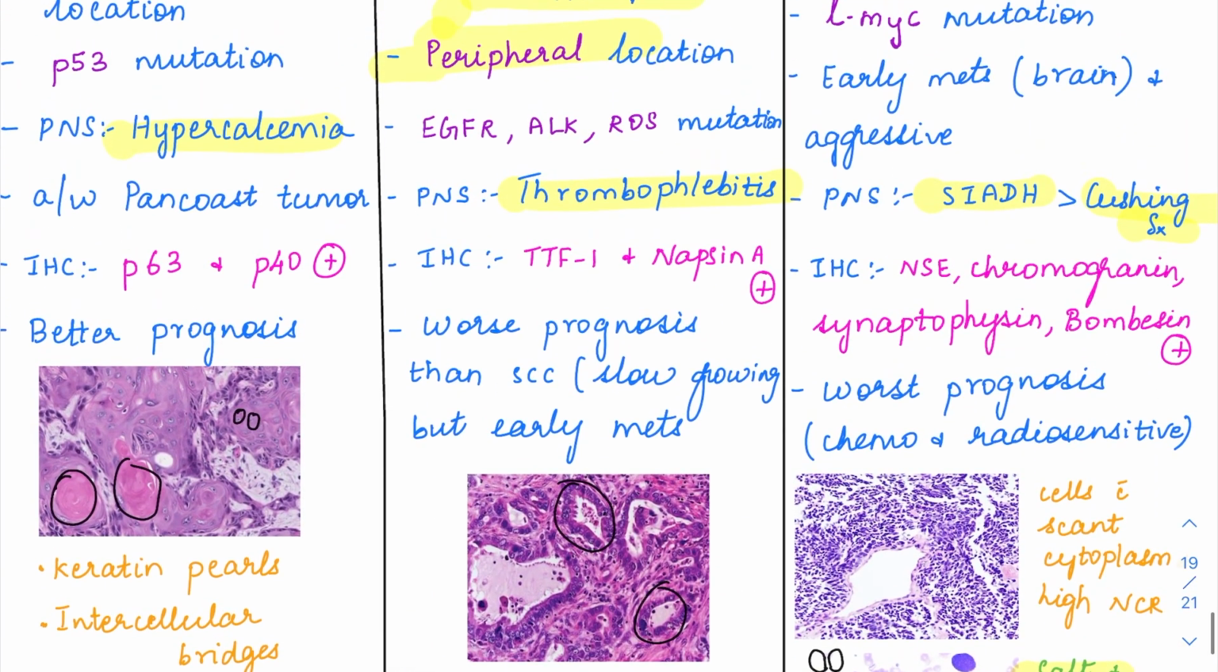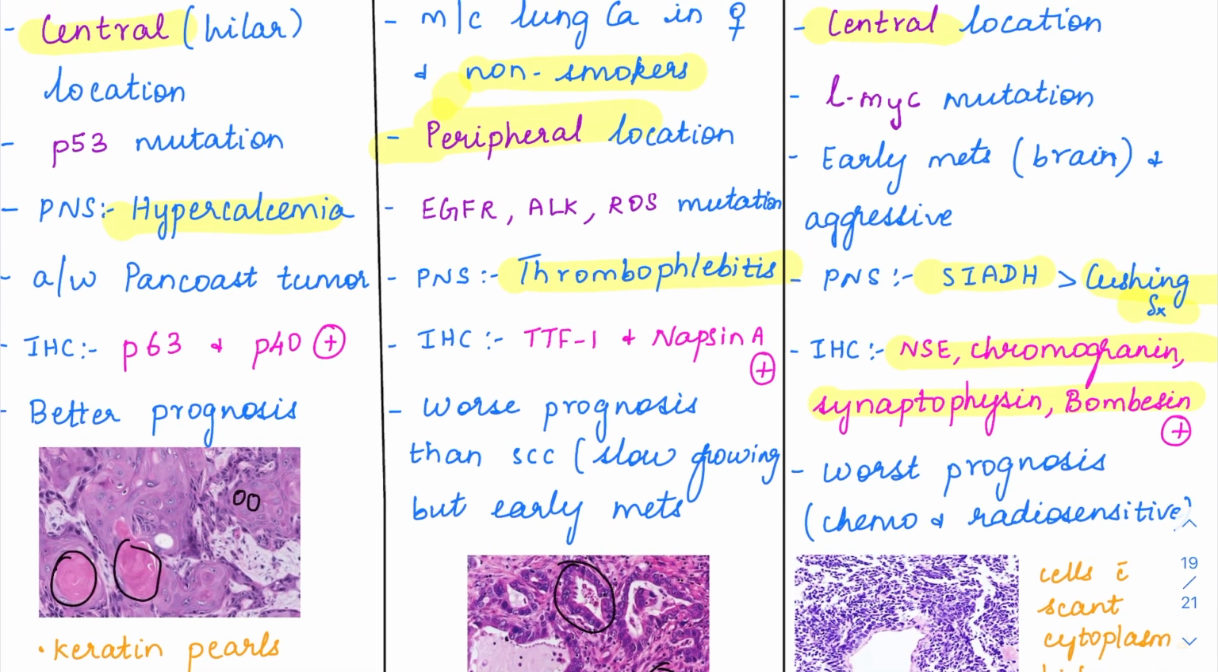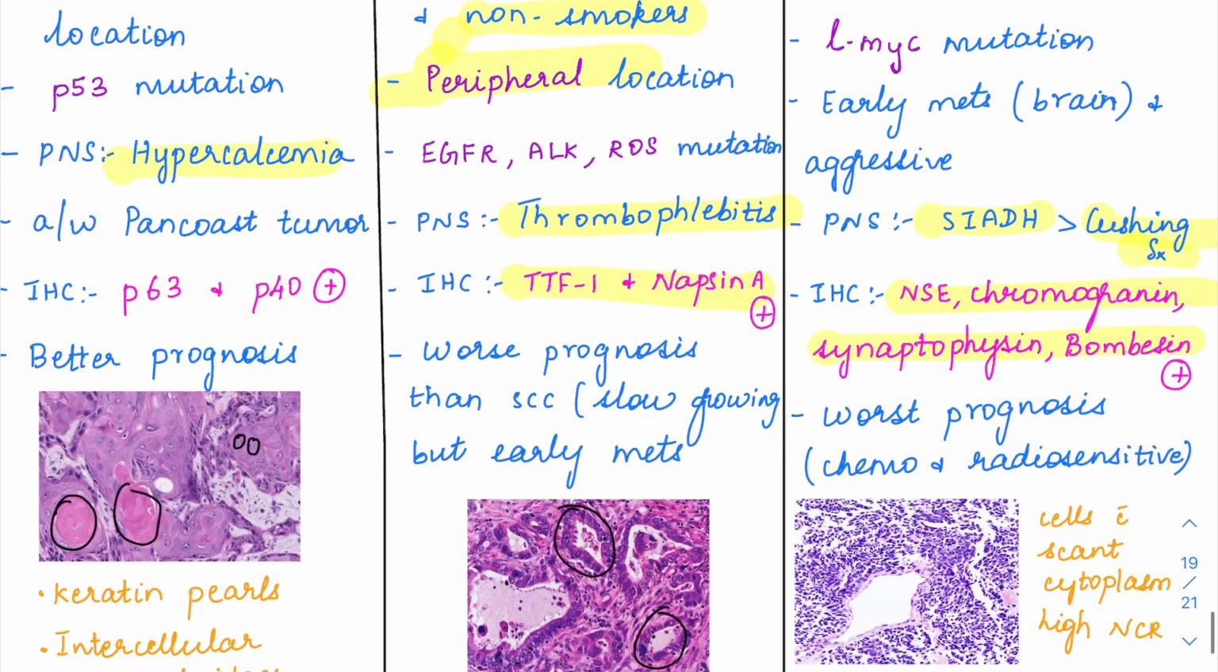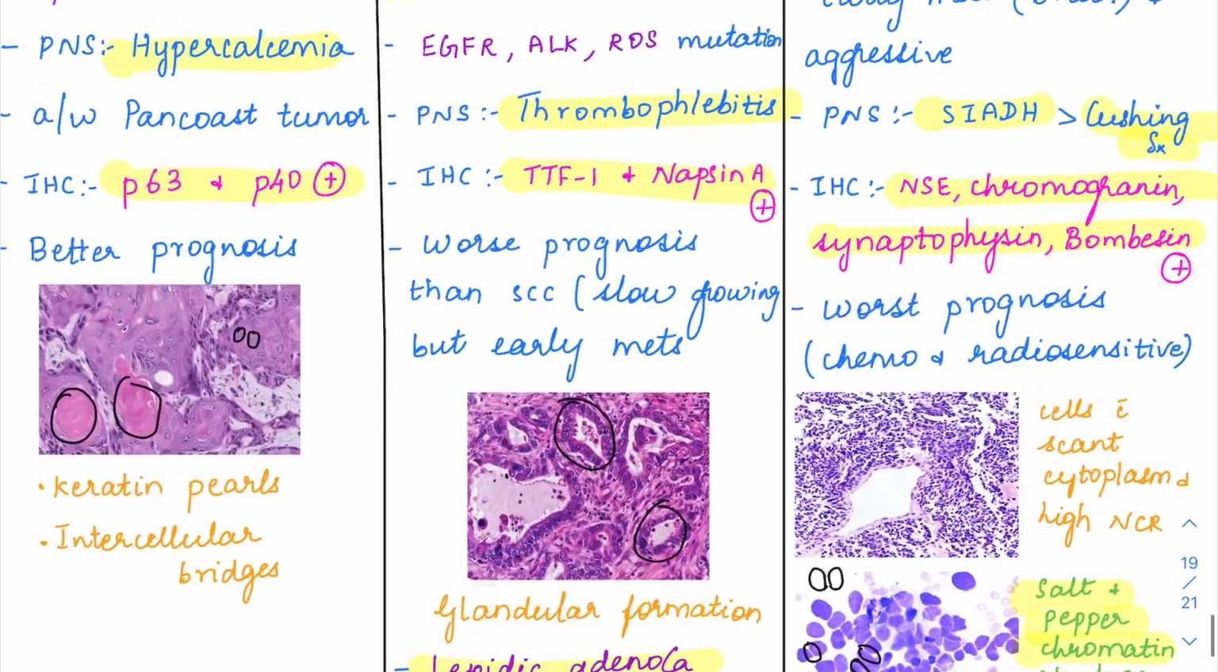So how do we prove this tumor? We can use immunohistochemistry. For small cell carcinoma, it is going to be chromogranin, synaptophysin, bombesin, and neuron-specific enolase. Other than that, for adenocarcinoma, we are going to have TTF1, which is specific and comes positive in adenocarcinoma, along with napsin A. And for any squamous cell carcinoma, be it anywhere in the body, you can use P63 and P40 antibody to detect squamous cell carcinoma.